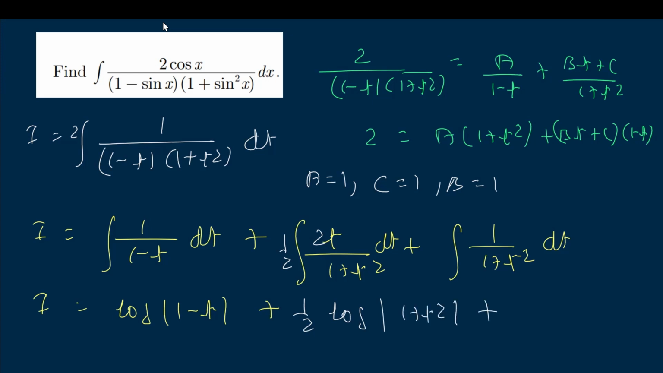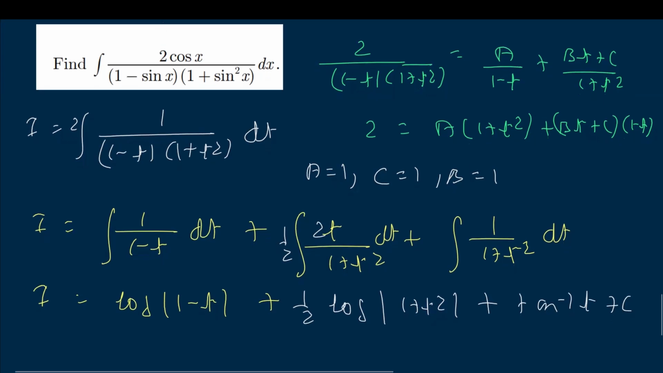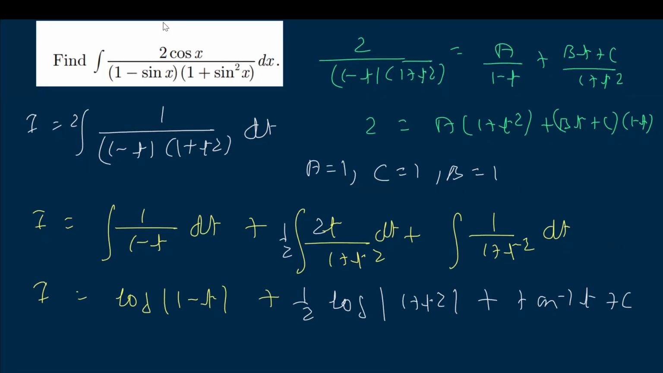And this is tan inverse t, right? So this is tan inverse t plus c. Next is to do substitutions. The substitution that we took, t is sin x. So if I apply this, I is equal to log mod 1 minus sin x plus half times log mod 1 plus x square.